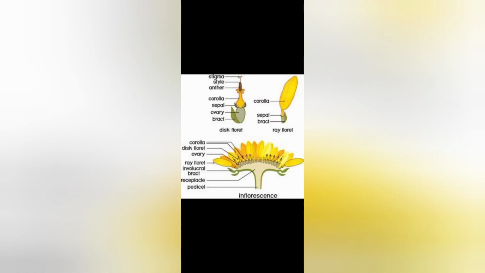Like this, on the receptacle the flowers are arranged, with ray florets and disc florets. So this is of the sunflower. Can you see the disc florets and ray florets? The petal-like, bract-like structures are the ray florets, which are on the outside, and on the inner side there are the disc florets, which are the fertile part and consist of the ovary.